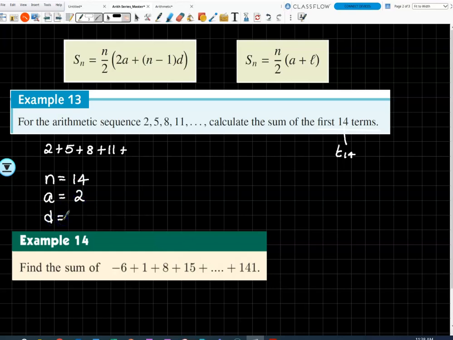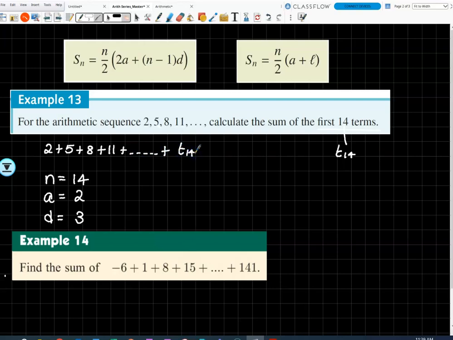And a reminder, when we do ratios, hopefully we get to that today, remember it is always the second term take the first term. 5 take 2 is 3. It's really important, especially when negatives are involved. If you went 2 take 5, you get -3, that's no good. Okay, so little reminders. So we're going to go all the way up to the 14th term.